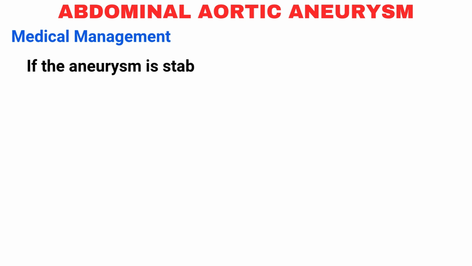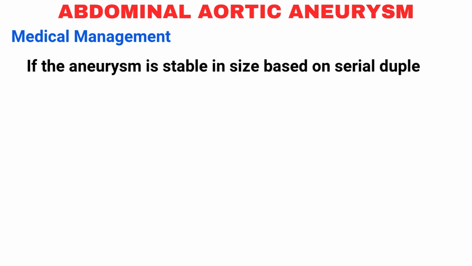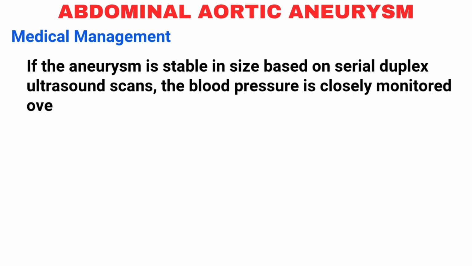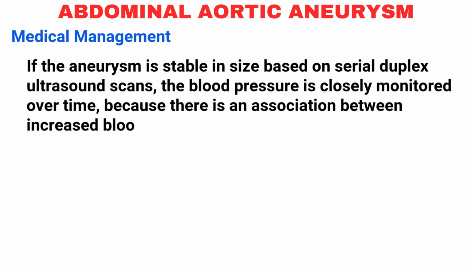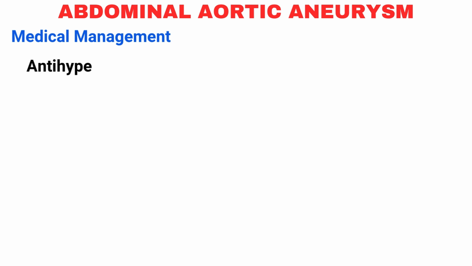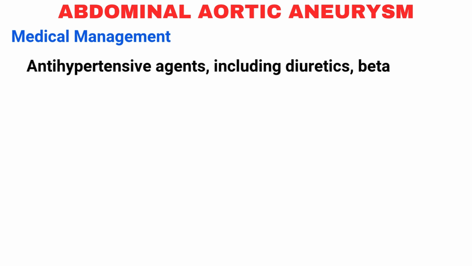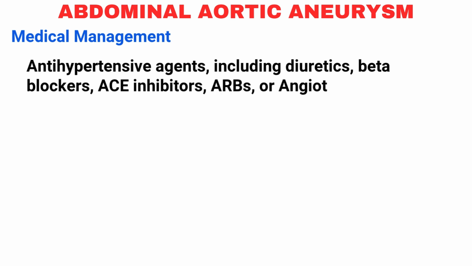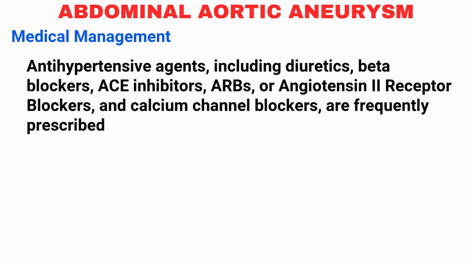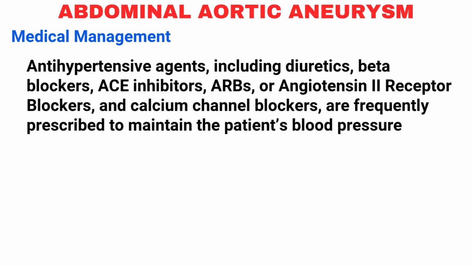Now we will see the medical management of abdominal aortic aneurysm. If the aneurysm is stable in size based on serial duplex ultrasound scan, the blood pressure is closely monitored over time because there is an association between increased blood pressure and aneurysm rupture. Antihypertensive agents including diuretics, beta blockers, ACE inhibitors, angiotensin receptor blockers, and calcium channel blockers are frequently prescribed to maintain the patient's blood pressure within acceptable limits.